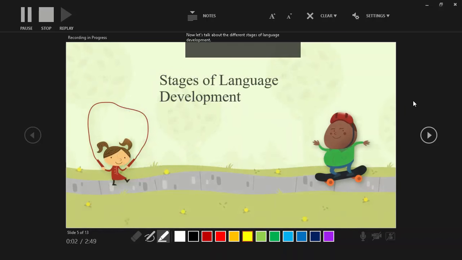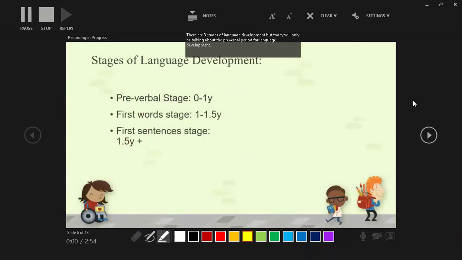Now, let's talk about the different stages of language development. There are only three, but today we'll be only talking about the pre-verbal period. So the three stages are the pre-verbal stage, which takes place between 0 to 1 years old. The first word stage takes place between 1 to 1.5 years old. And the first sentences stage takes place at about 1.5 years and beyond.